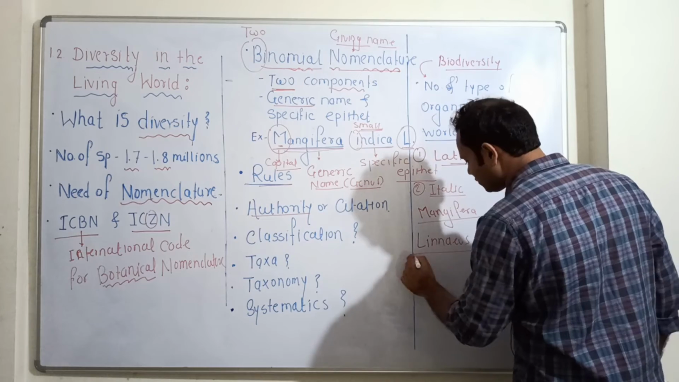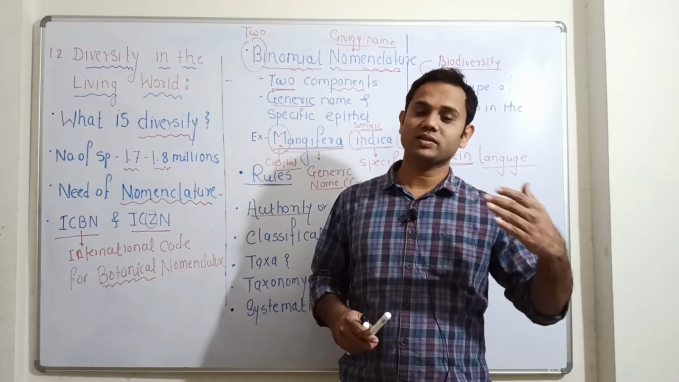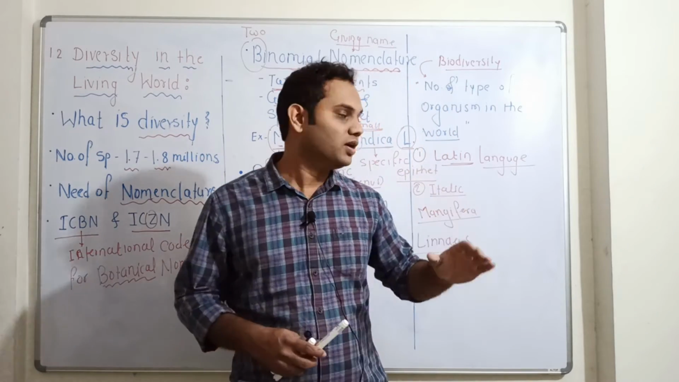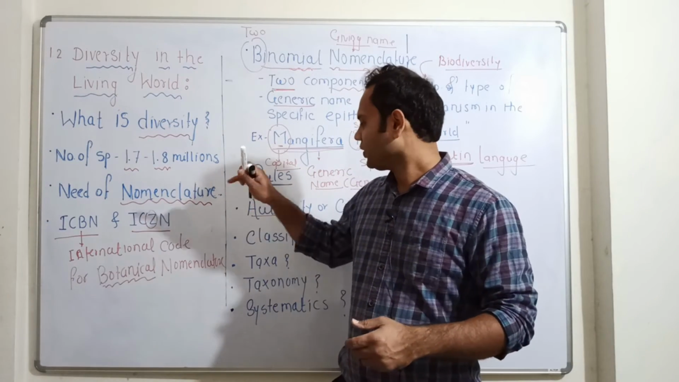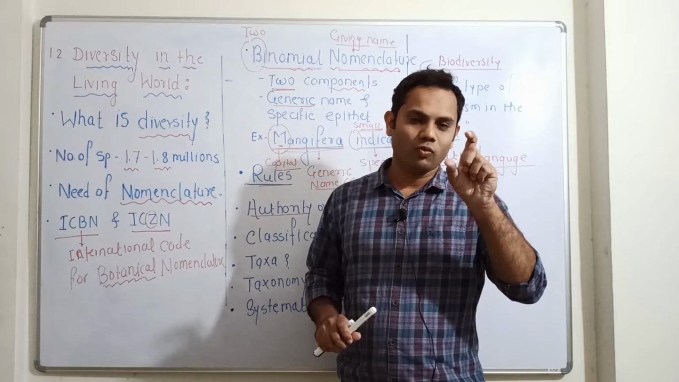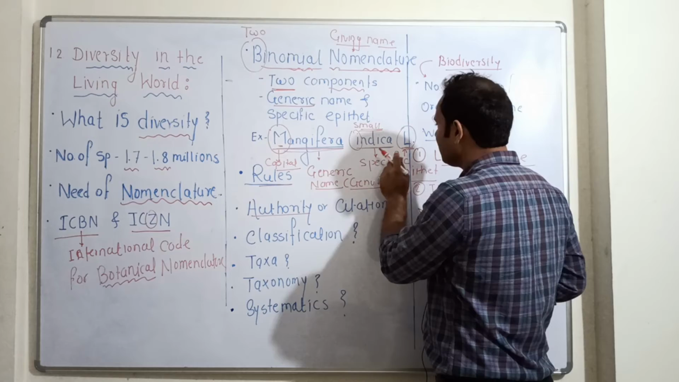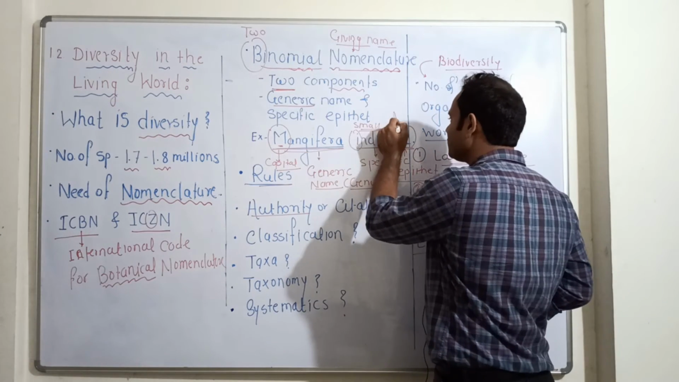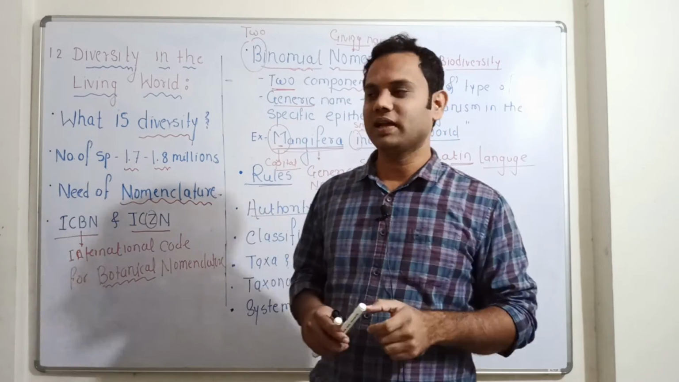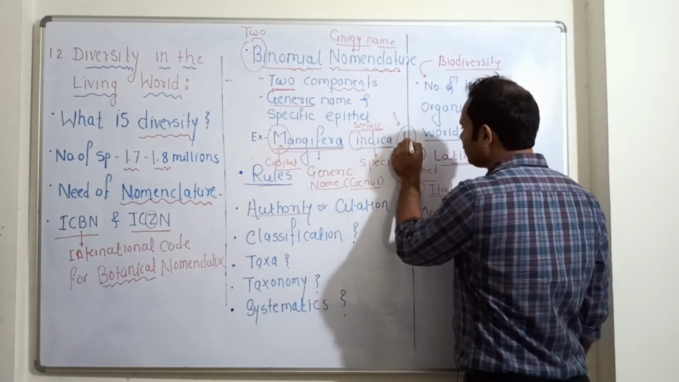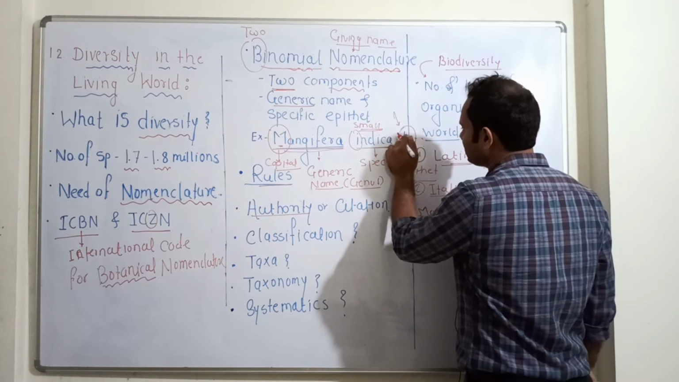Linnaeus was the scientist who is called the father of taxonomy, because he did a massive amount of work in taxonomy. What is taxonomy? We'll discuss it immediately after this. So here, what is L? L is called the authority or citation. What that means is this Mangifera indica was first described by the scientist Linnaeus. Therefore, this is called L. You can also write Lin, but mostly it is written as L.